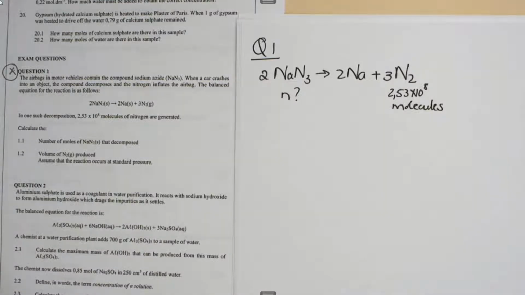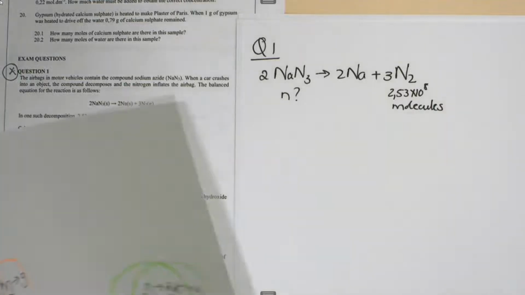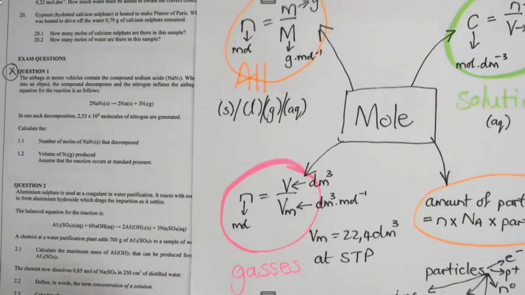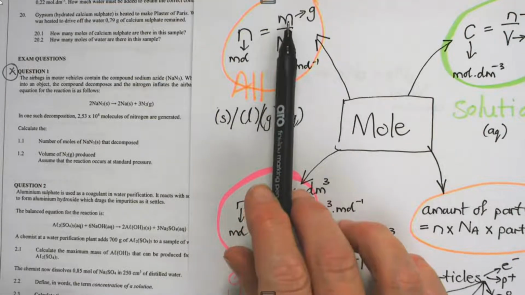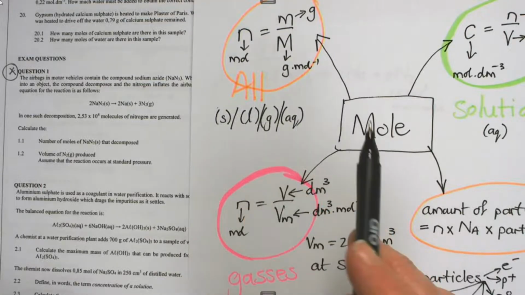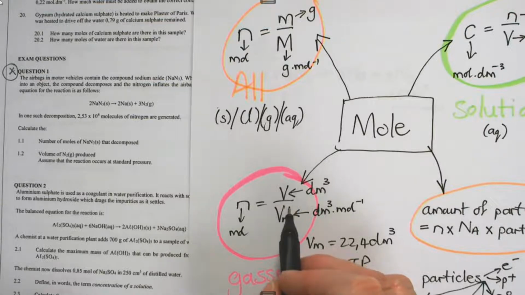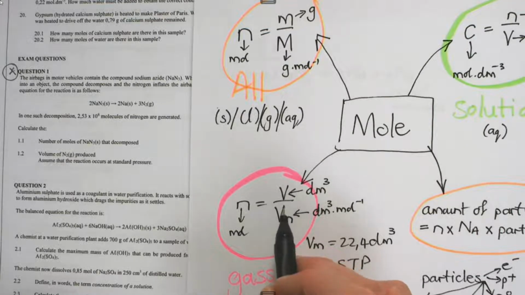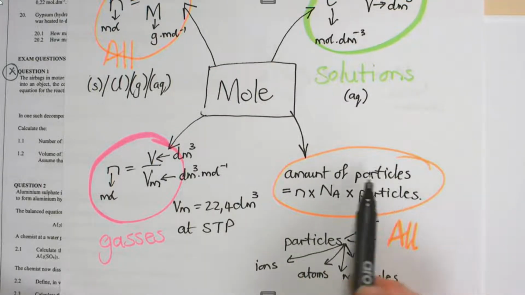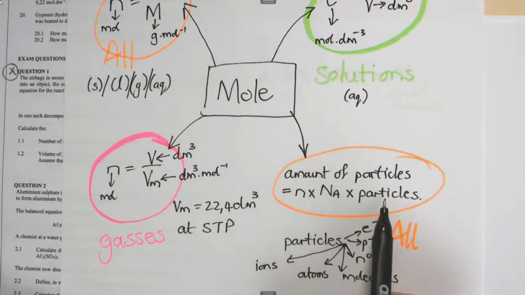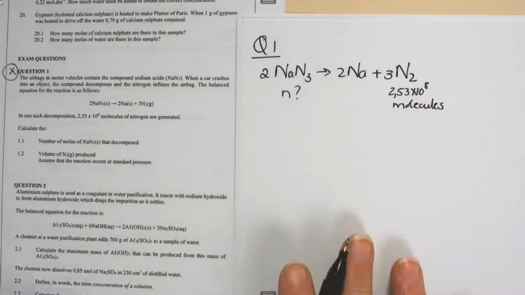Okay, if I take you back to that first page I did this afternoon, if I look at mole, at this stage I can't say small m divided by capital M because I don't have the mass inside that airbag. I can't use the volume because I don't know what the volume is, and it's definitely not at STP because standard temperature is 0 degrees Celsius. Maybe if it's winter in Bloemfontein it's possible, but they didn't tell me that. What did they give me? They've given me the amount of particles. So I must do this orange one: the amount of particles, n times Na times particles. So I'm going to use that formula there.